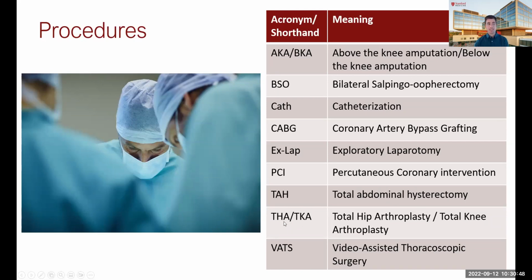And then confusingly, THA and TKA are total hip arthroplasty and total knee arthroplasty. So that is a hip replacement or a knee replacement. That's what those two mean. And then VATS is video-assisted thoracoscopic surgery. So we talked earlier about thoracoscopic pneumonectomy. The way they do that is with something called a VATS, which is video-assisted thoracoscopic surgery. And that's where you use those little video cameras that go in through those little ports and look at the lungs and then cut it out.